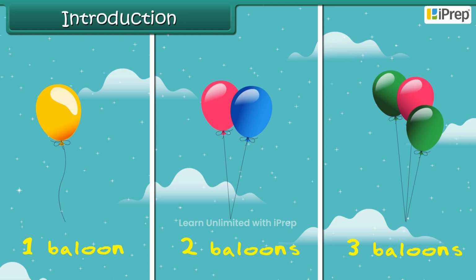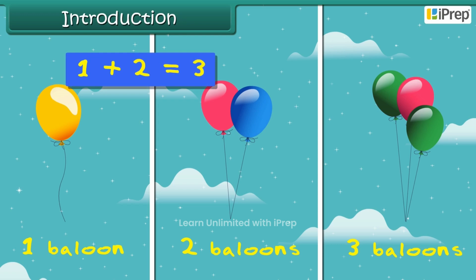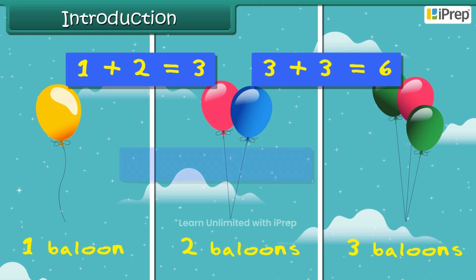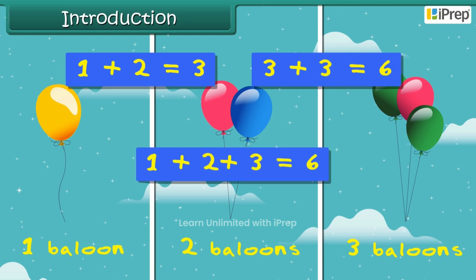Let's count them again. 1 plus 2 equals 3. Now, 3 plus 3 equals 6. So, there are 6 balloons. In this lesson, you will learn counting in groups.